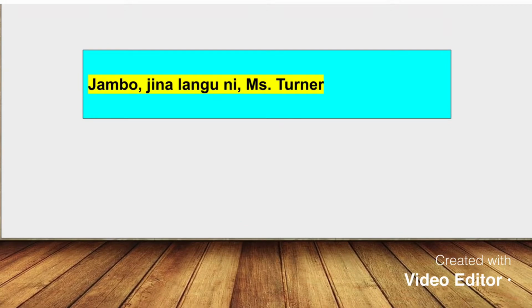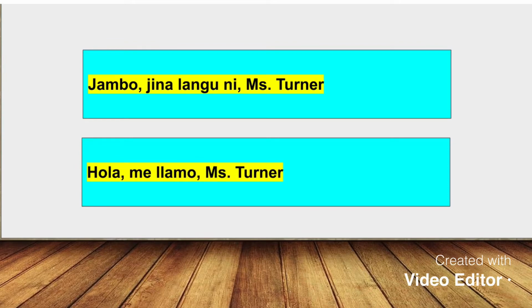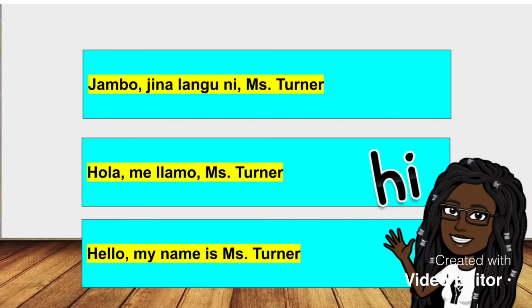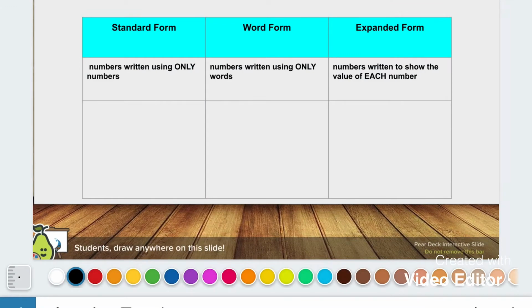Let's get started. Jambo, ginalango ni Miss Turner. Hola, me llamo Miss Turner. Both of these sentences, although they're in different languages, mean the same thing. They mean, hello, my name is Miss Turner. You guys, numbers are the same way. We can write numbers in different forms and they all mean the same thing. They all mean the same number.